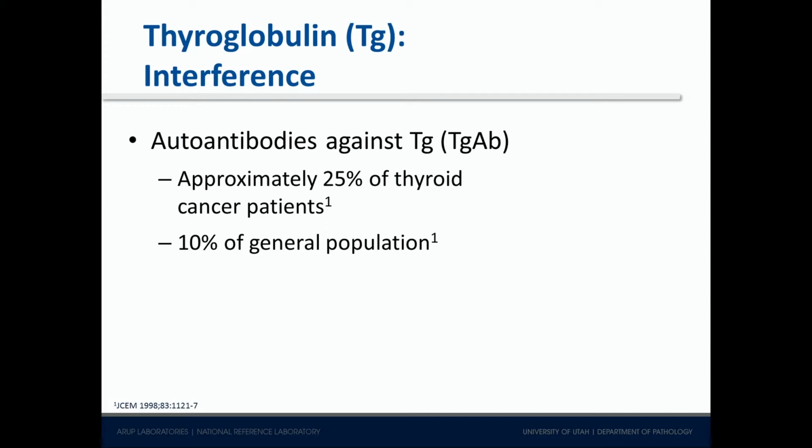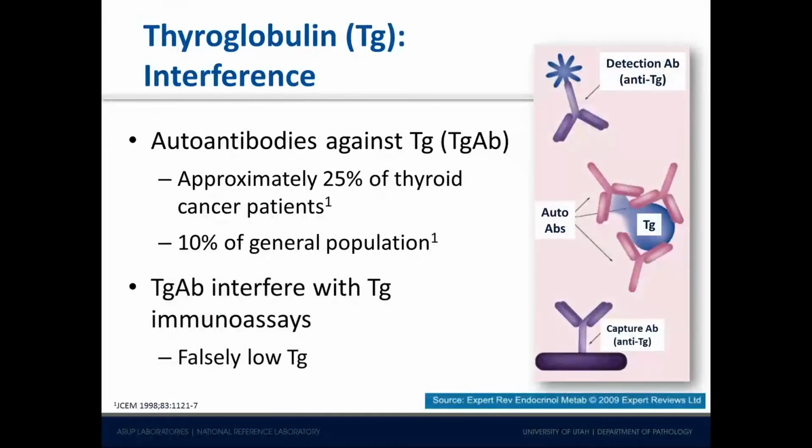With all those nice epitopes hanging out there, it's logical that the body might actually create its own antibodies against thyroglobulin. So these autoantibodies against TG, or TG antibodies, TGAB, are present in about 1/4 of individuals with thyroid cancer, and about 10% of the general population have them as well, so that's still obviously a large number of people. These antibodies may interfere with a traditional immunoassay for thyroglobulin, which you can see here on the right-hand side.